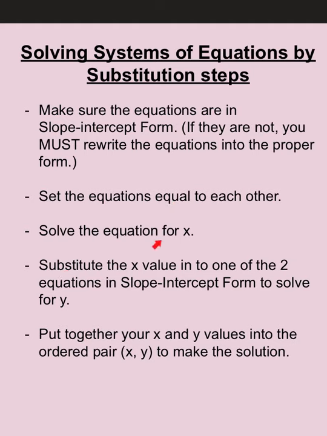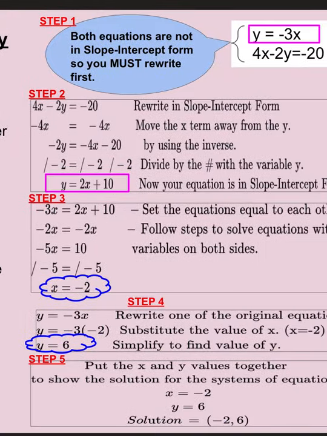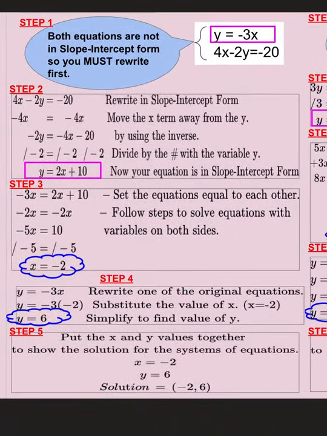You'll then set the equations equal to each other and solve the equation for x. Then once you get the value for x, you will substitute that x value into one of the two equations that you have in slope-intercept form to solve for y. Once you have the y value, you will put together your x and y values into the ordered pair (x, y) to make the solution for the system of equations. So let's take a look at some of these examples.